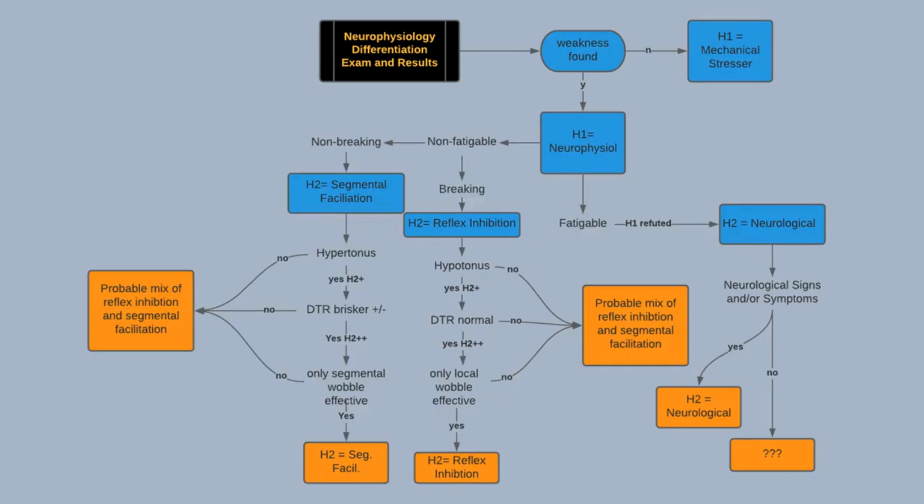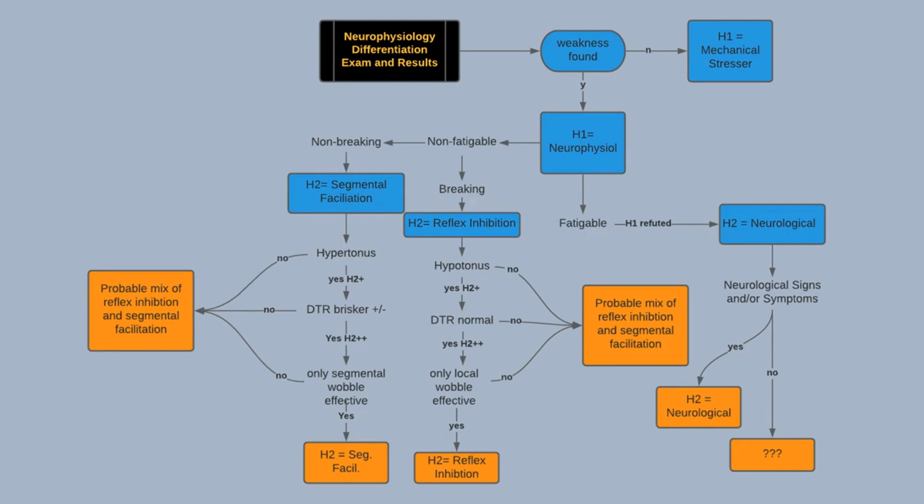If there is weakness, then we have various prognoses that you can make: reflex inhibition, segmental facilitation, or neuropathy, including, of course, radiculopathy. If the weakness is fatigable, then H1 must encompass neurological causes, and if this is true, you should find other neurological signs and possibly symptoms to accompany the weakness. If so, H1 is true. If no other signs, you may have a very atypical neuropathy or a very atypical neurophysiological cause. So go back to this as H1. If this weakness is non-fatigable, H1 equals neurophysiological cause.